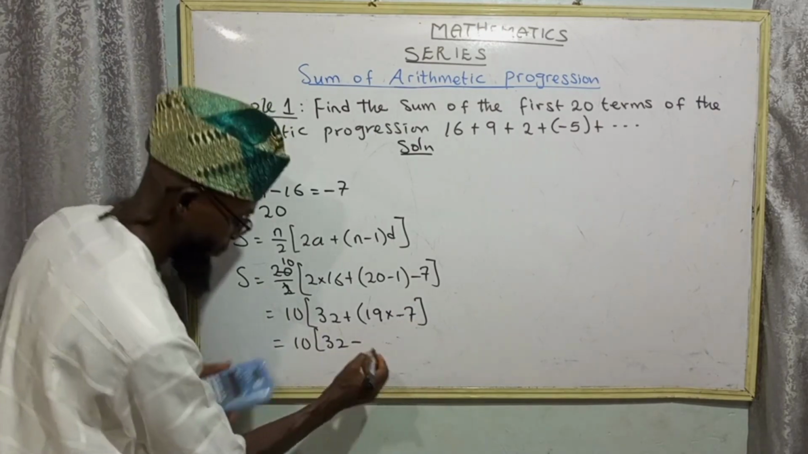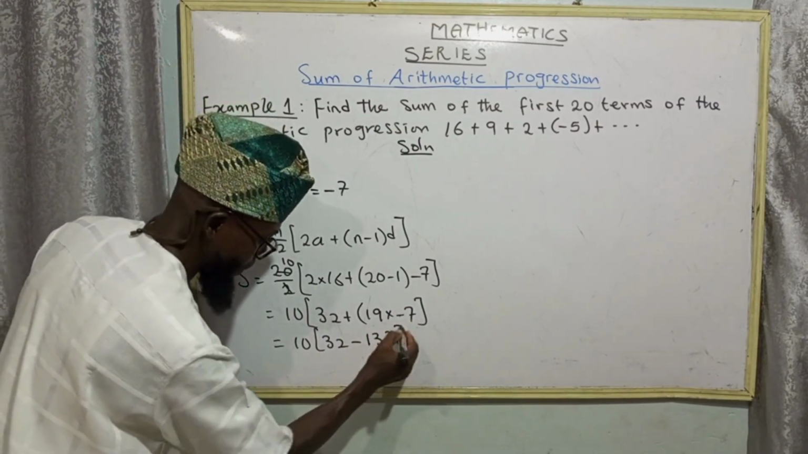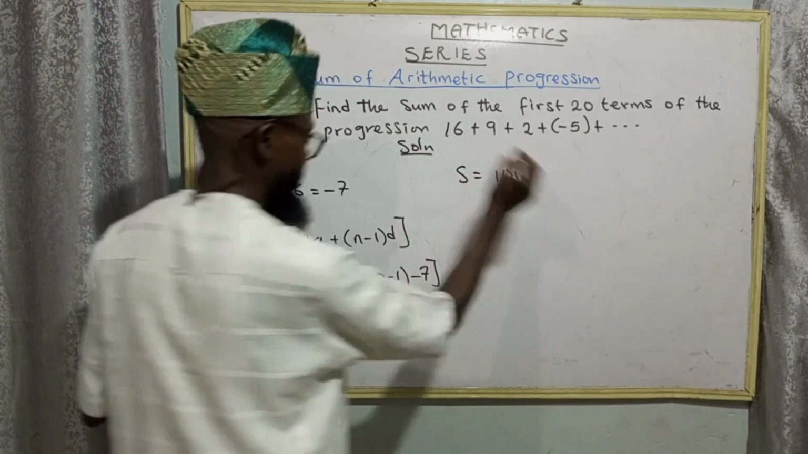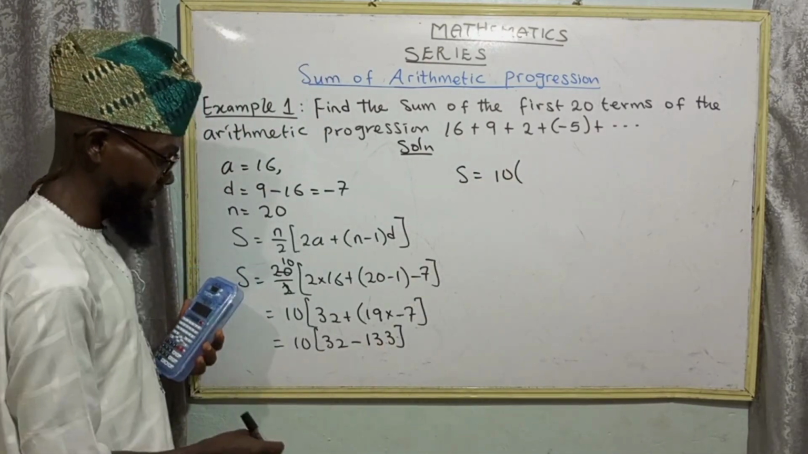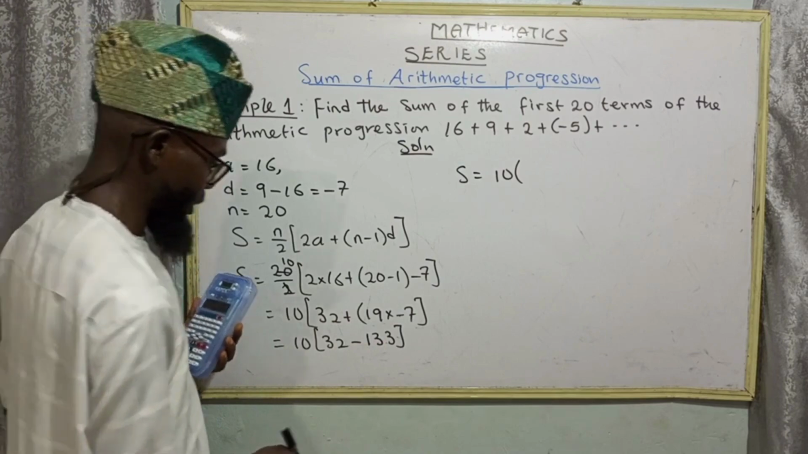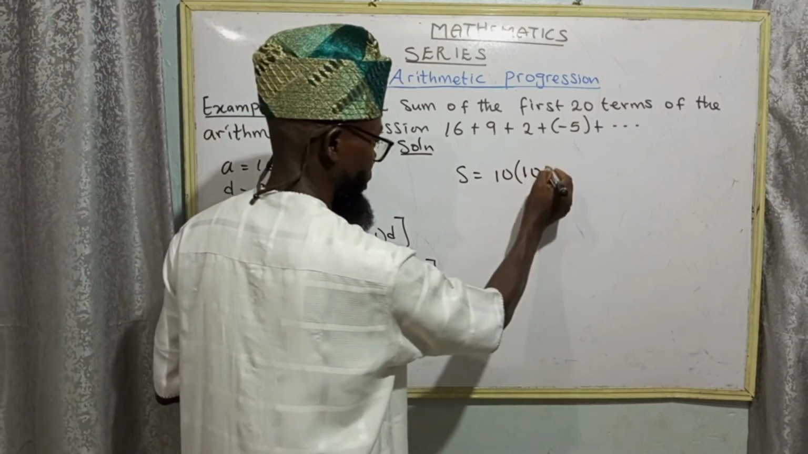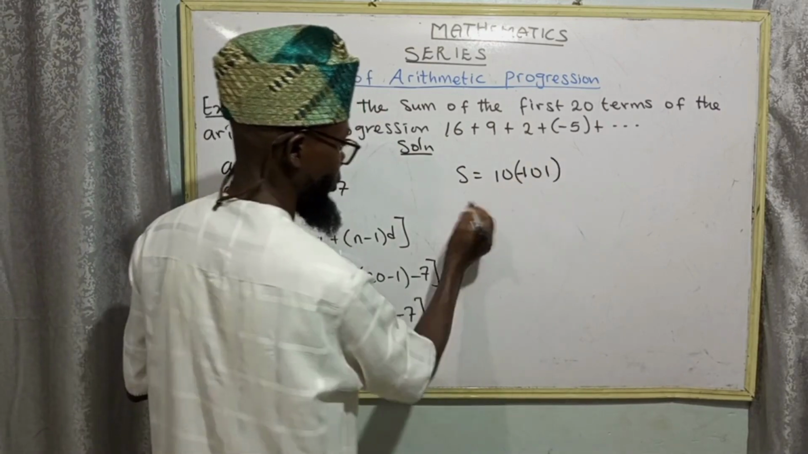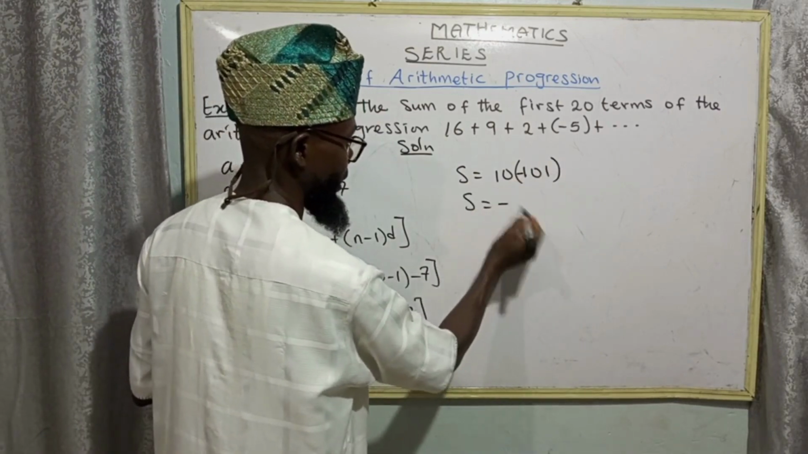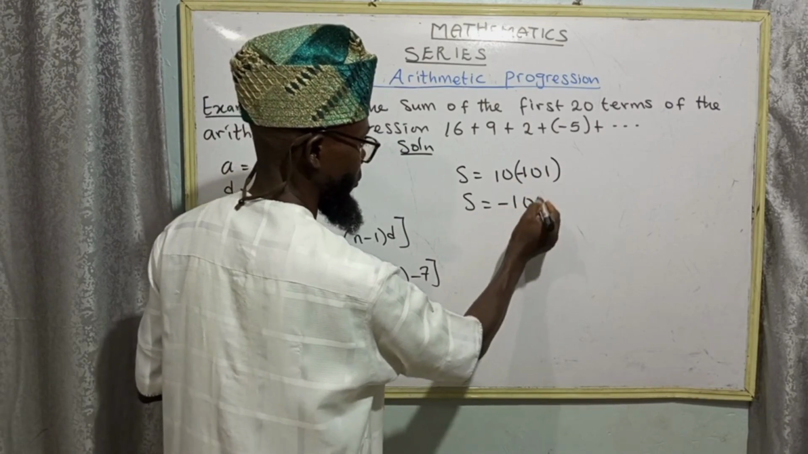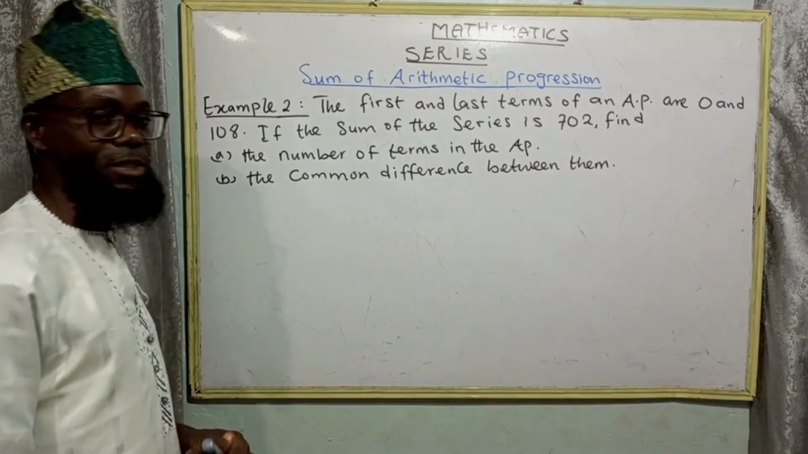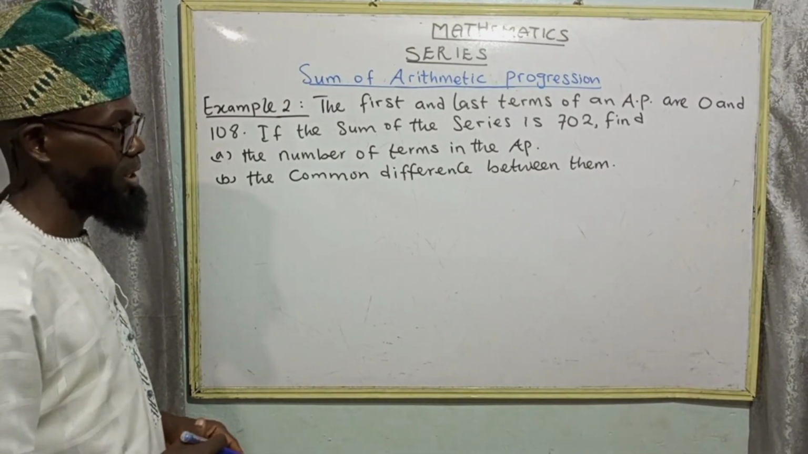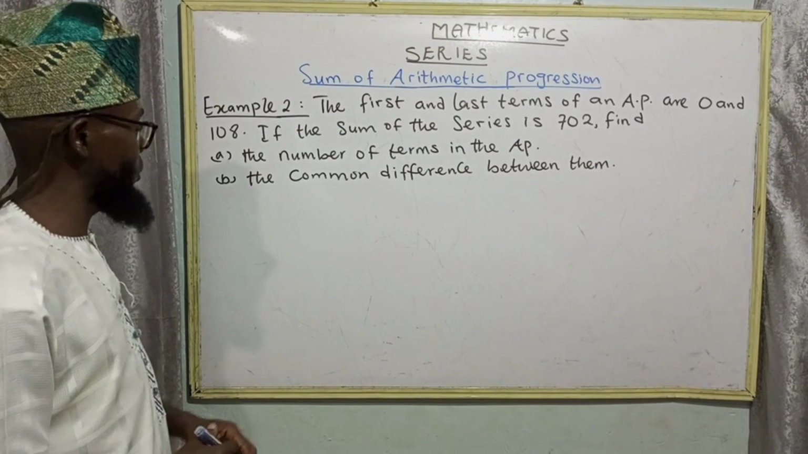19 times 7, we have 133. Let us take away, our sum is going to be 10, open bracket, 32 minus 133, we are going to have 101. But in this case, it's going to be minus 101. So when we multiply it, our sum will be minus 1010.